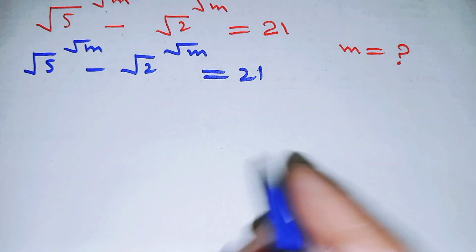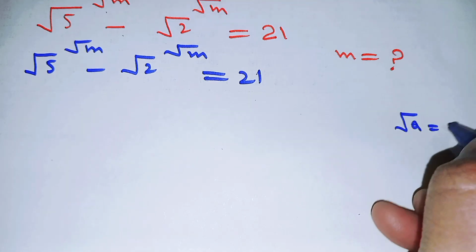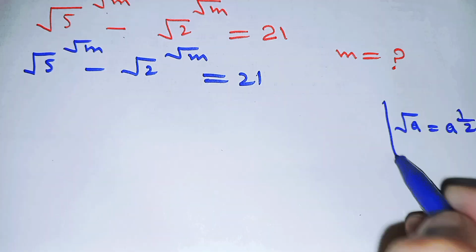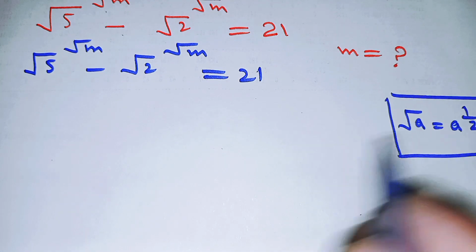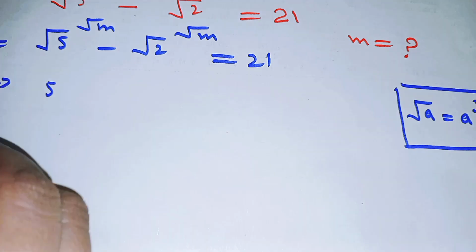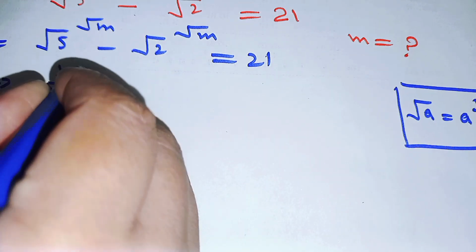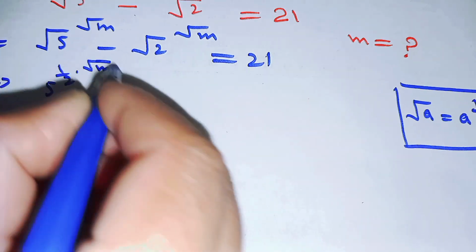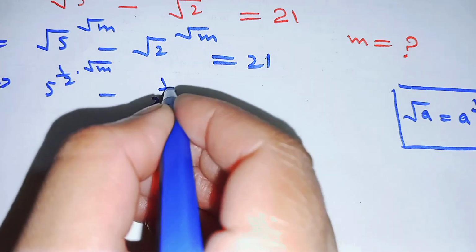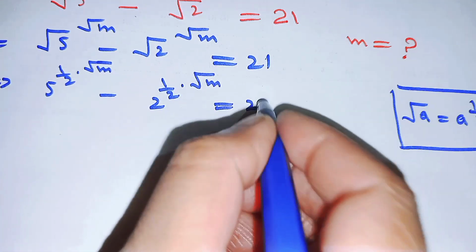Now the square root of a can be written as a to the power of 1 over 2. So we write it: 5 to the power of 1 over 2, times square root of m, minus 2 to the power of 1 over 2, times square root of m, is equal to 21.